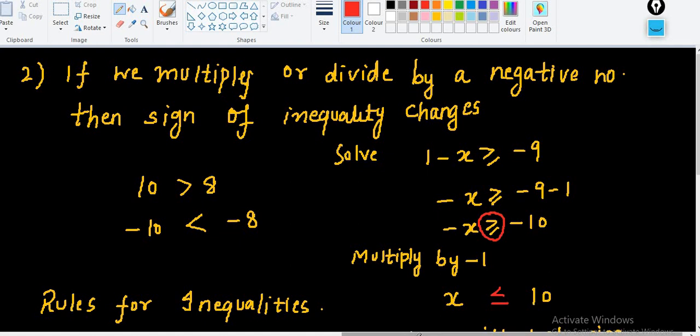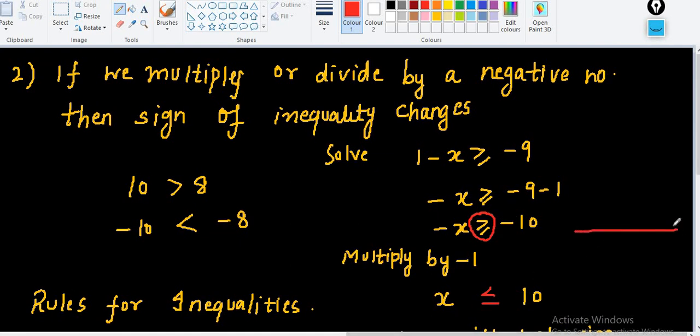Now, in order to visualize it on the number line, you will first plot it on the number line. Now you need a number which is less than or equal to 10. So it will be on the left hand side. So the final answer becomes (-infinity, 10]. Here 10 is having closed bracket because there is a sign of equal, and -infinity is open because we always use open brackets for -infinity and +infinity.